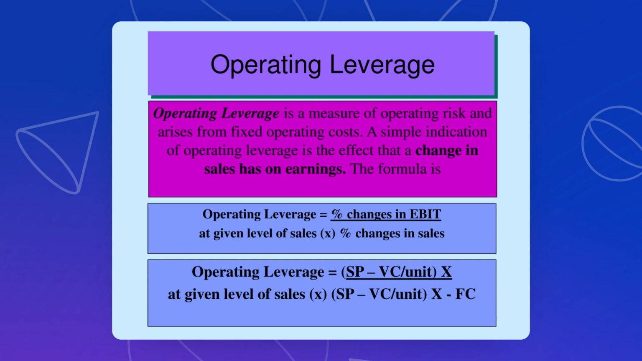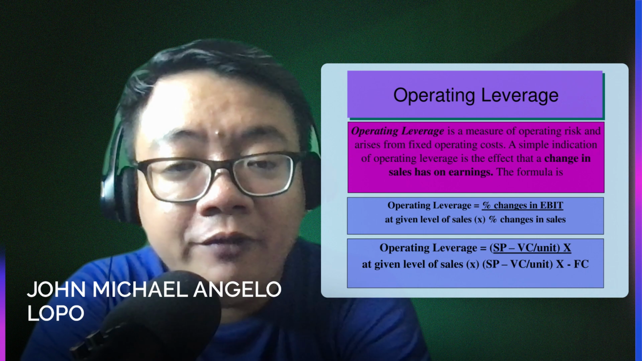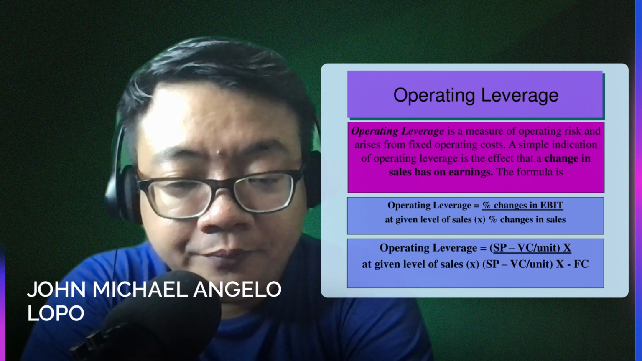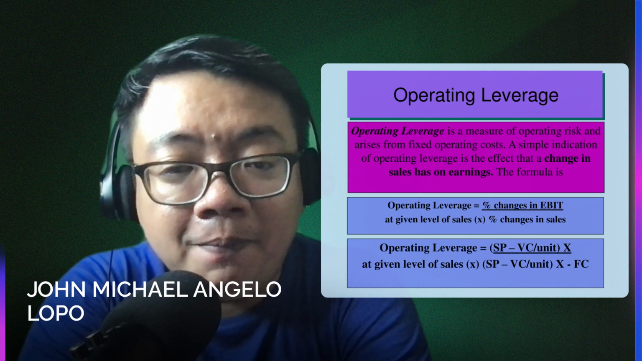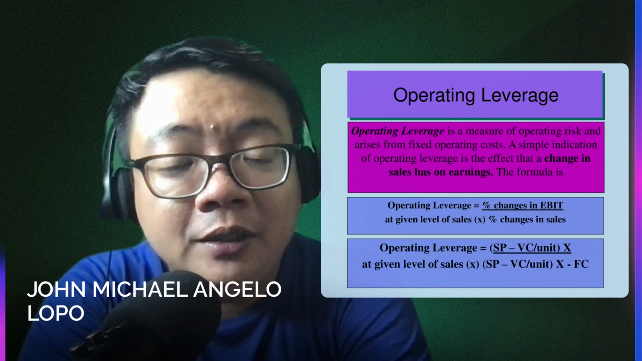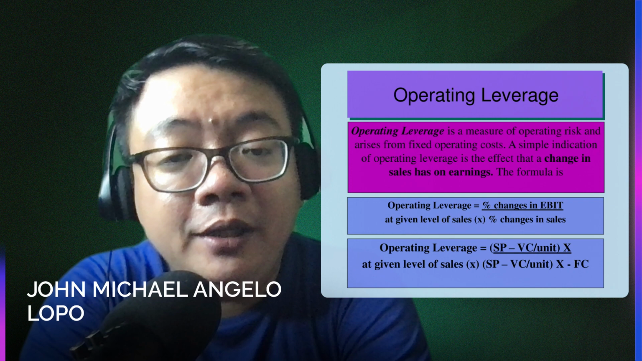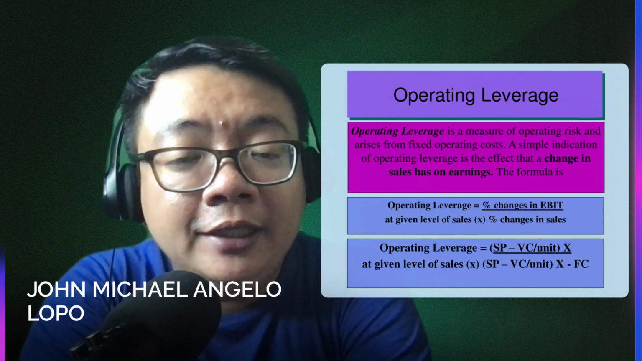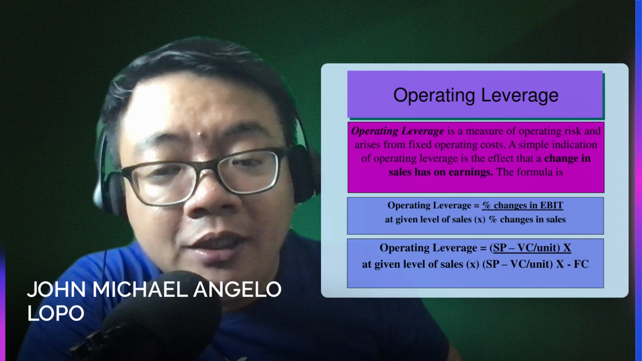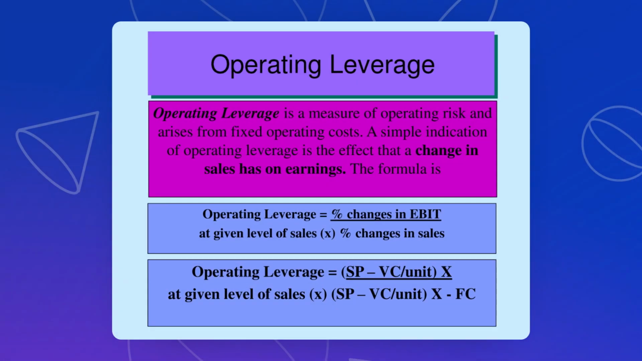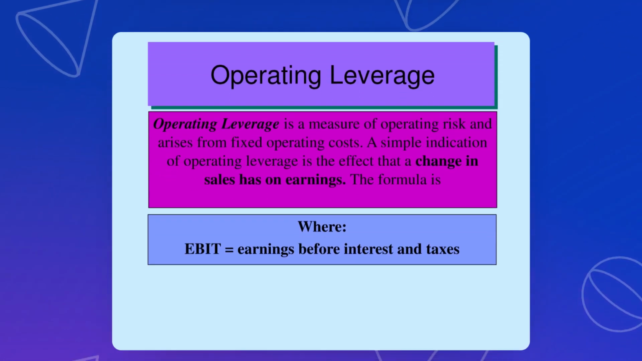Again, class, the formula for the operating leverage is contribution margin divided by your net income. But in terms of the other formula, it is the percentage change in EBIT divided by the percentage change in your sales. Very good. Okay.